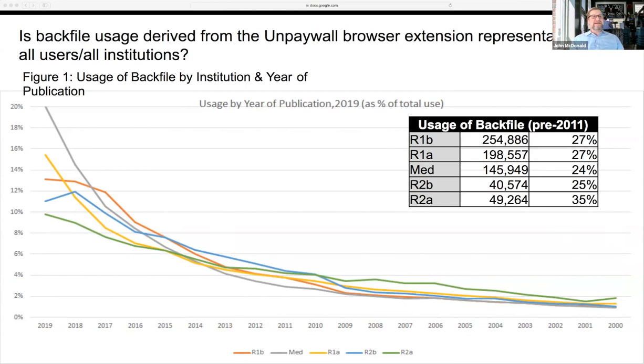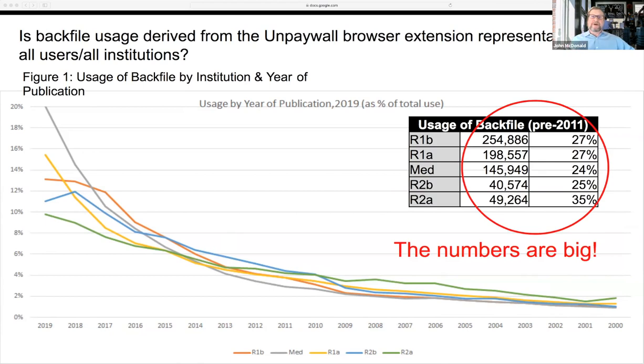To normalize the data, we used a percentage of total use by year of use. And you can see our gray line up here is our medical school, and then the yellow line is one of our R1s. And generally they follow the same pattern, very heavy current use tailing off into the long tail. The other 3 institutions, especially the 2 R2s, have much lower levels of current use, but then they tail off just the same as others.